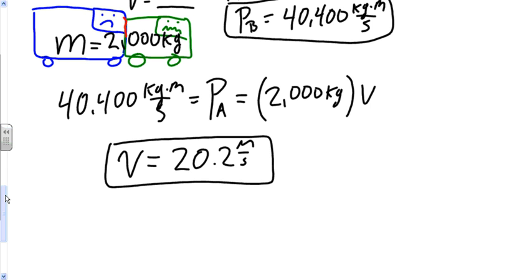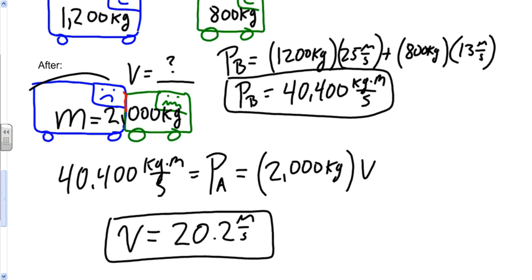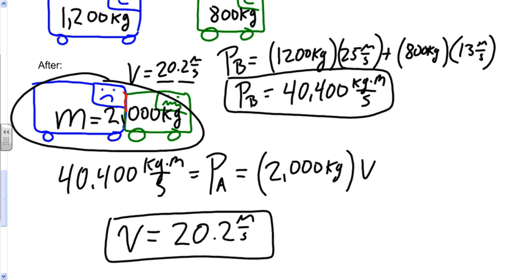And there you have it. We've solved for the velocity of the two cars after the collision. Namely, the velocity of the two cars after the collision is 20.2 meters per second, and it's to the right.